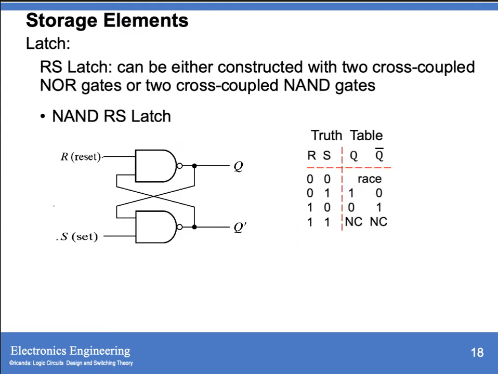So therefore, your truth table, for R and S 0, 0, we have a race. If your R is 0 and your S is 1, we have 1, 0. If your R is 1, then S is 0, then you have 0 and 1. If both inputs are 1, 1, we have no change. So this is your logic symbol, and we have that circuit diagram.